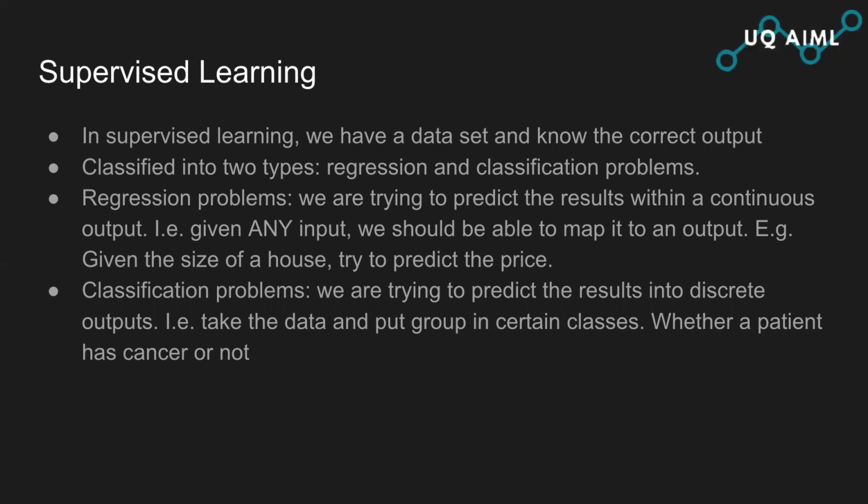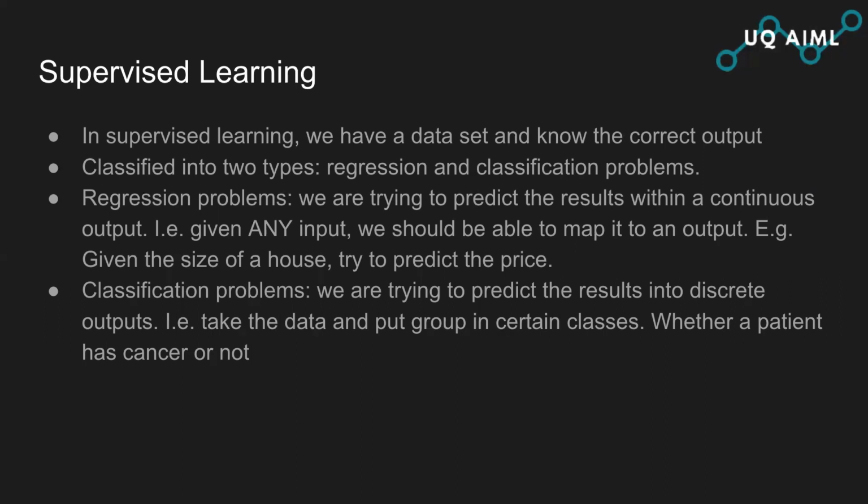Even in supervised learning, there are two different classifications: regression and classification problems. Regression problems are where we're trying to predict the results within a continuous output. What that means is that it's like a function: given any input, we should be able to map it to an output value. For example, given the size of a house, we need to predict the price. The size of a house can be anything. It can be 10 meters square, which I don't know why you'd have a house that small, or it can be 500 meters square, and we should be able to predict the price for any value.